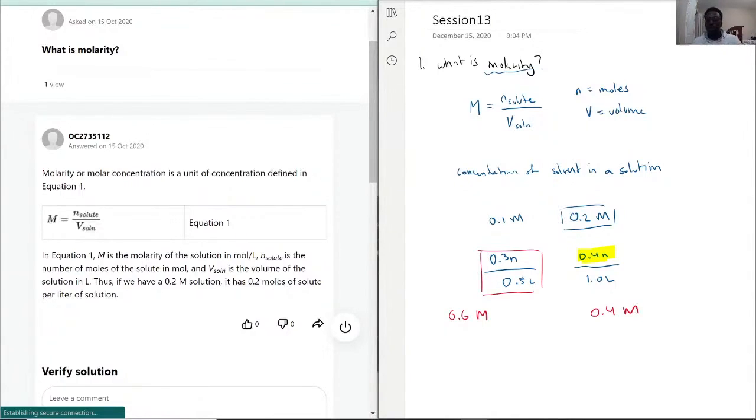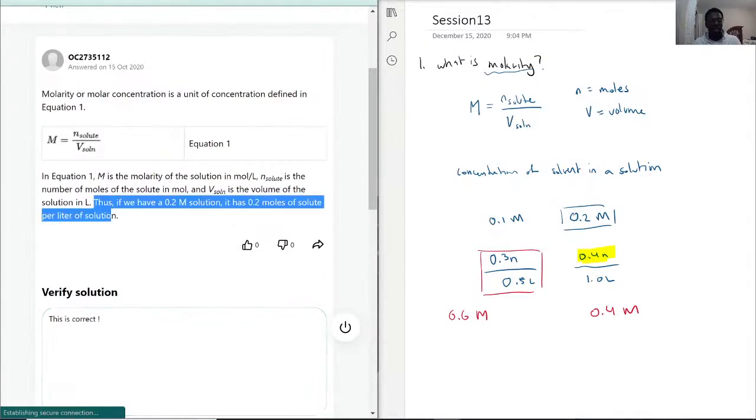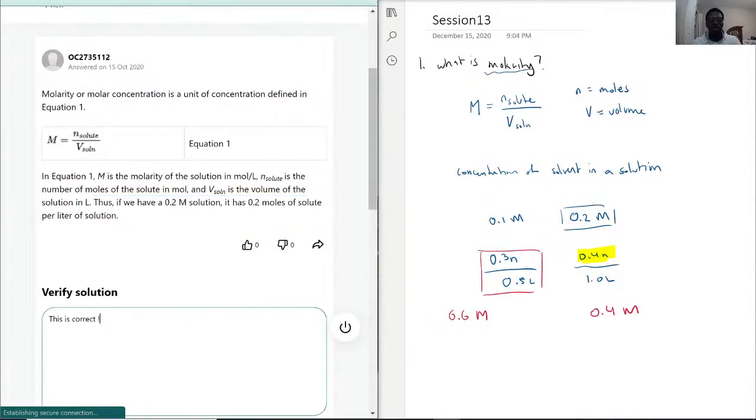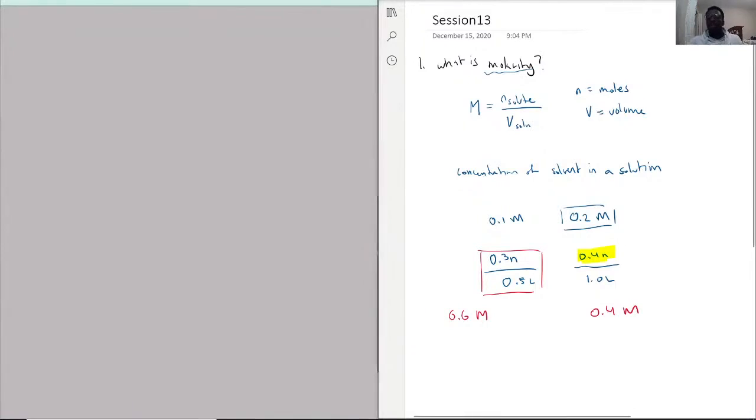So that's really what you need to know about molarity. And with that being said, as we reviewed using this question, this is indeed correct. And what they said here was really good, is that if we had 0.2 M of solution, because they're typically dealing with a liter, you can safely say that it has 0.2 moles of solute per liter of solution. So this is correct. Now let's move on to the next question here.